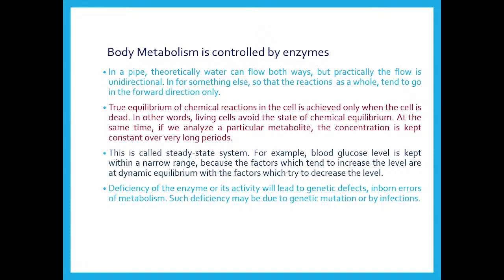True equilibrium of a chemical reaction in a cell is achieved only when the cell is dead. In other words, living cells avoid the state of chemical equilibrium. Always remember. At the same time, if you analyze a particular metabolite, its concentration is kept constant over a long period. This is called a steady state system. For example, blood glucose level is kept within a narrow range because the factors which tend to increase levels are in dynamic equilibrium with the factors that try to decrease the levels. In biochemistry we always have a range, some too narrow and some a little broader, but not very broad, because this dynamic equilibrium plays an important role in altering the levels.